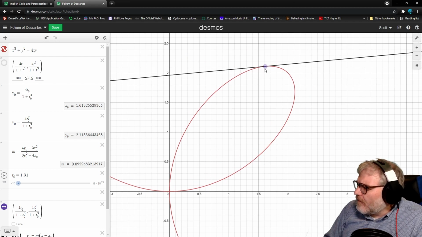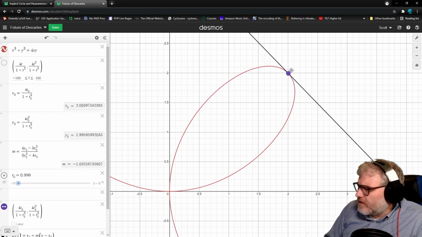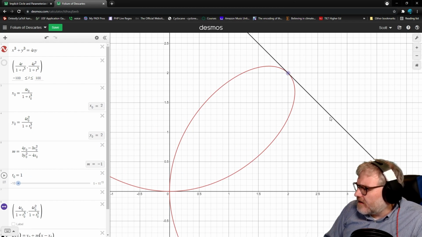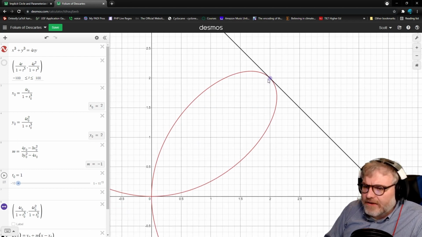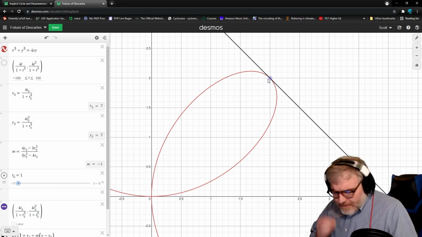And what we want to do is algebraically discover the slope of the line and the equation of the line tangent to this curve at this point right here at (2, 2). So let's look at how we do that.